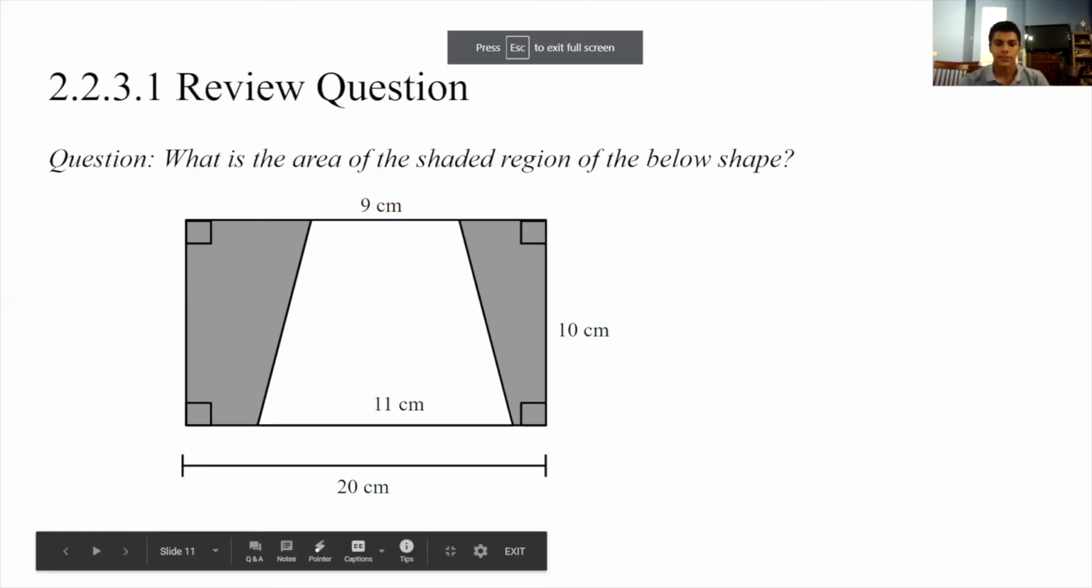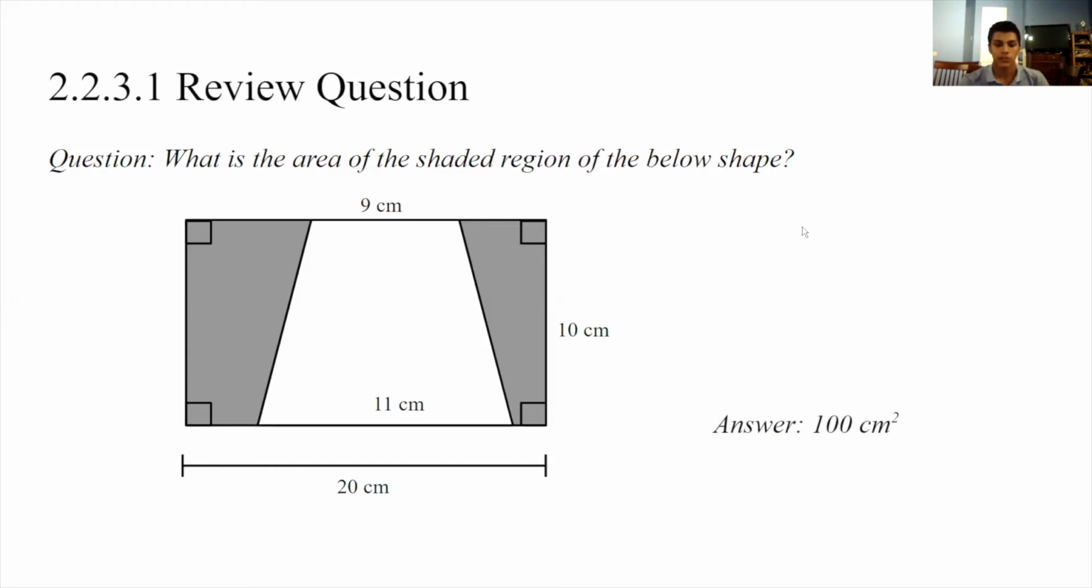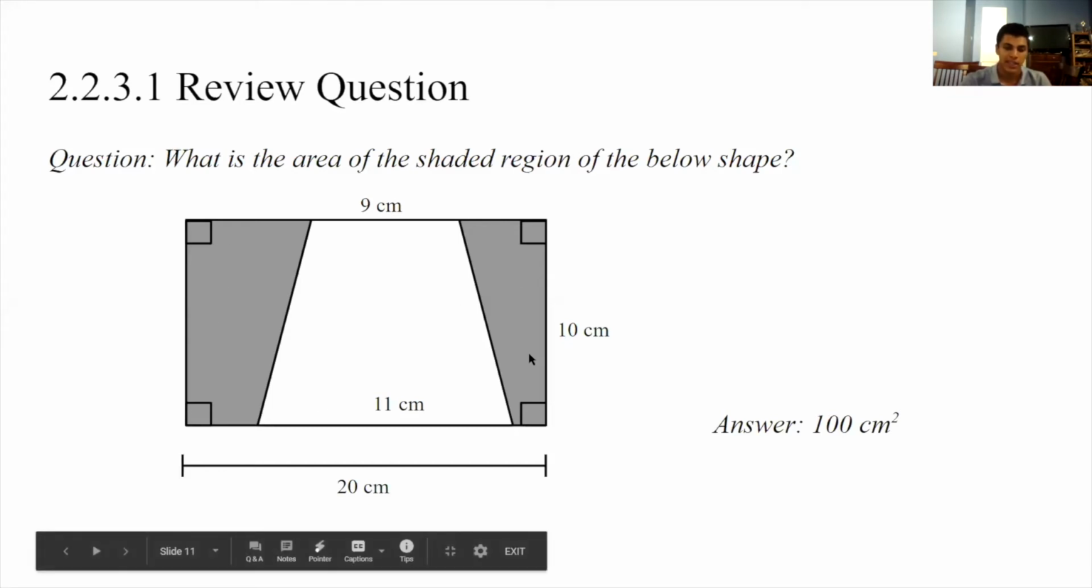So the correct answer to this question was 100 centimeters squared. So when I read the question, it says, what is the area of the shaded region of the below shape? So the shaded region is right here and right here. So I need to find the area of those different regions. And so you might be thinking, oh, well, all I need to do is I notice that this one's a trapezoid and this one's a trapezoid. So I just need to find the area of these two different trapezoids and then add them together.